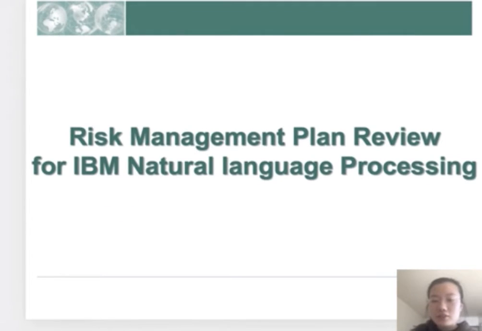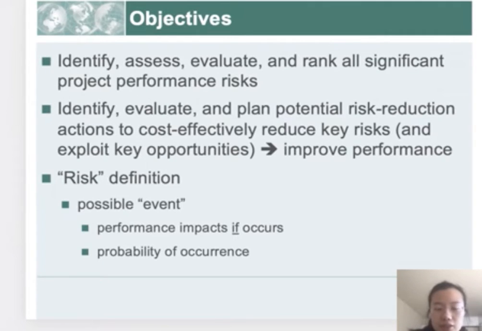Hello everyone, today the topic is risk management plan review for IBM natural language processing. The objective is to identify, assess, evaluate, and rank all significant project performance risks. Identify, evaluate, and plan potential risk reduction actions to cost effectively reduce key risks to improve performance. The definition of risk is a possible event, including the performance impacts if it occurs and the probability of occurrence.